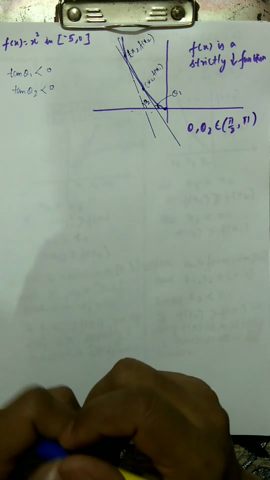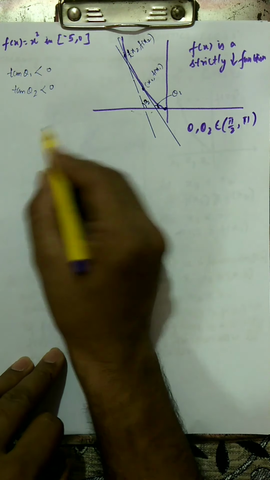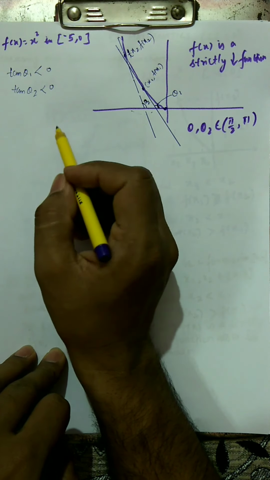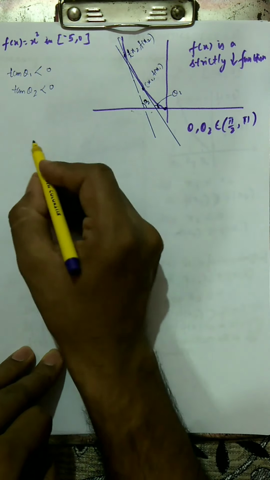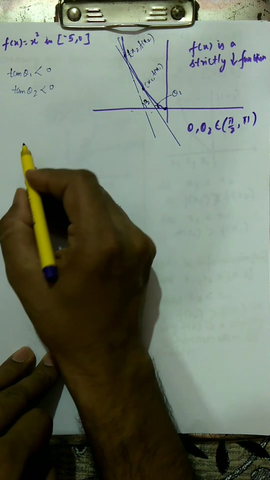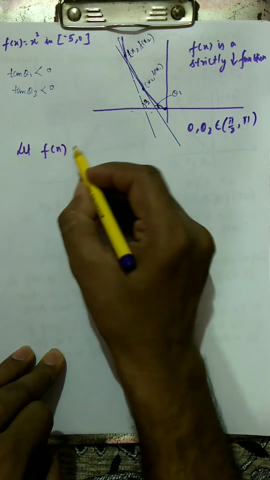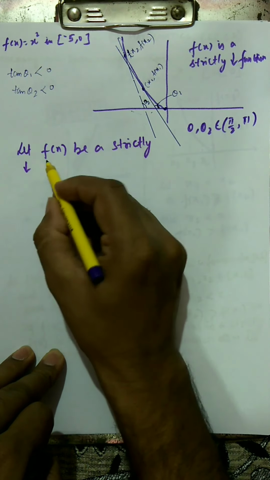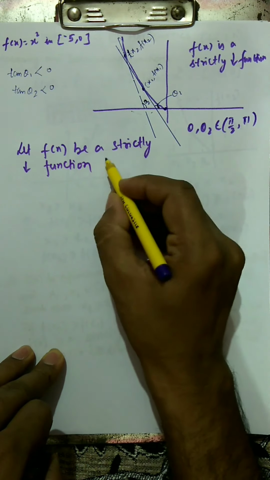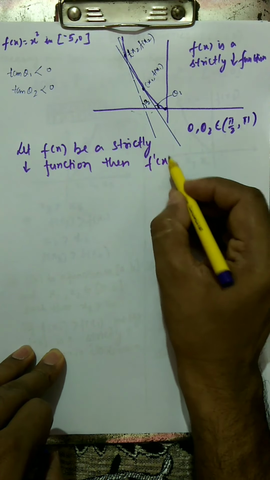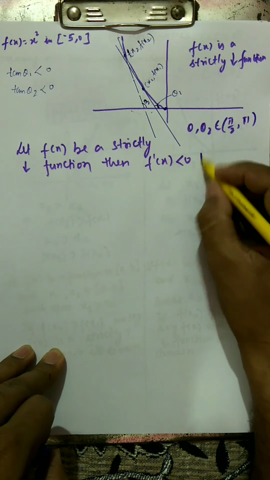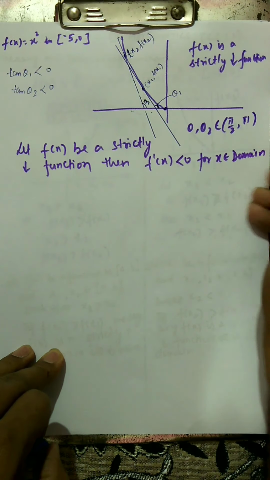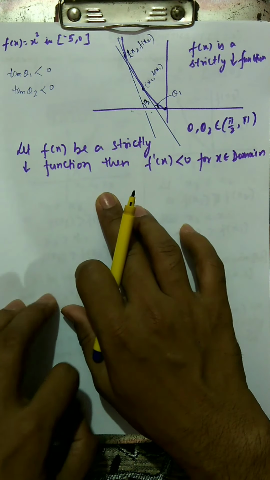So here a very important definition comes out. If you want to check that f(x) is a decreasing function, then the differentiation will be negative. We can write this: let f(x) be a strictly decreasing function, then f dash x will always be less than 0 for all x belonging to the domain. So this is a very important definition that you can keep in mind.